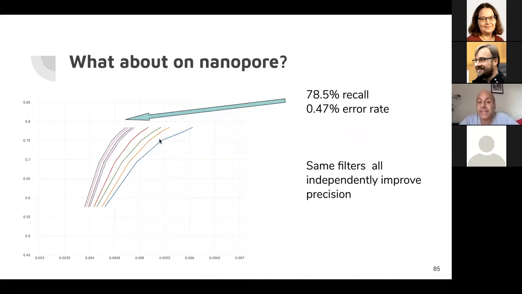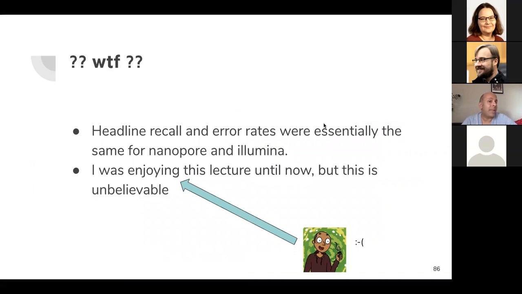It's the same idea, the same filters independently improve precision, and we end up with, again, about 78.5% recall and about 0.5% error rate. And then, I can't see you, I can't hear you, but if I was you, I'd be saying, what is this? How can the headline recall and error rates be essentially the same for nanopore and Illumina? This is bullshit, right? How is this possible?